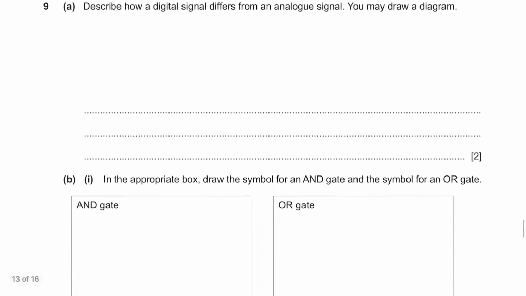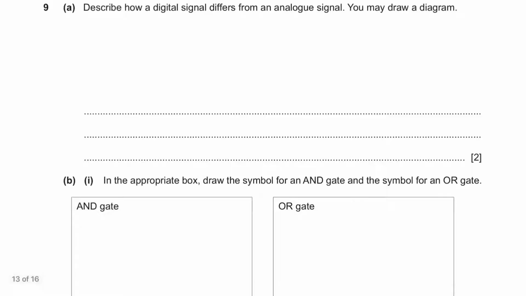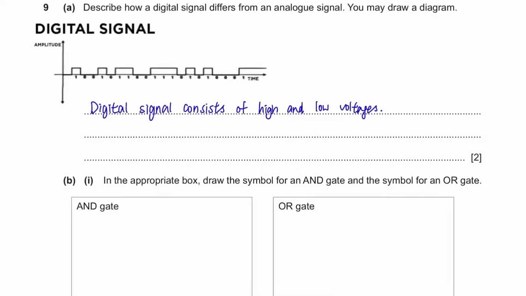Question 9. Describe how a digital signal differs from an analog signal. You may draw a diagram. So for digital signals, they consist of high and low voltages, like this diagram. But for analog signals, the voltage is continuously varying like this.